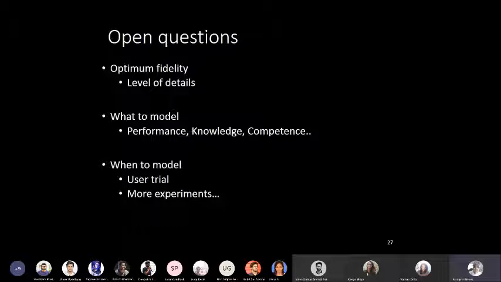Then what to model? Like the formal languages, they try to model knowledge or competence, while the GOMS model or cognitive architectures model performance. And all are equally important when we are designing a new user interface, where I want the user to learn it quickly, I want the user to learn it intuitively, and I also want the user to be efficient, so that he will perform his desired task faster in my user interface. So how to achieve all this?